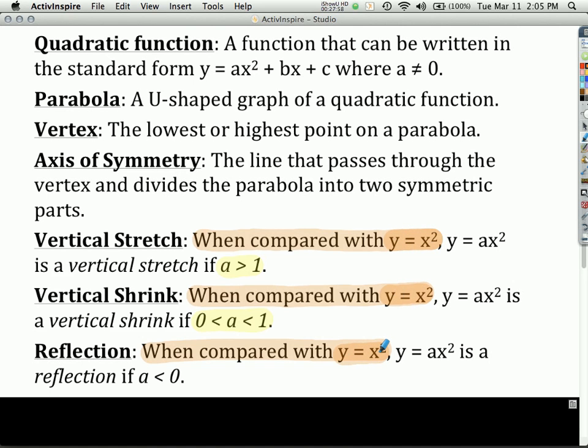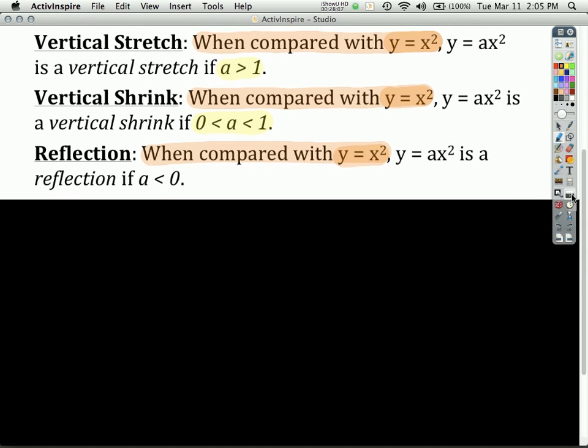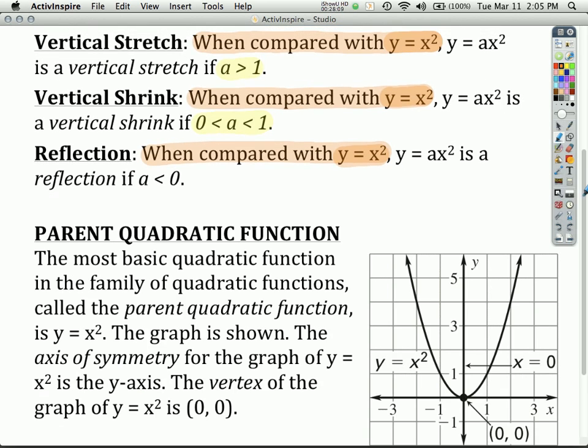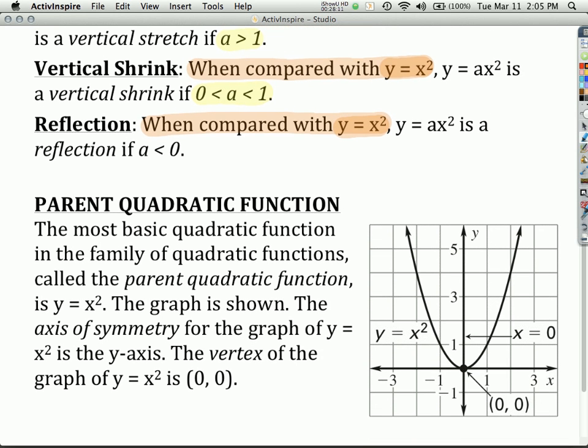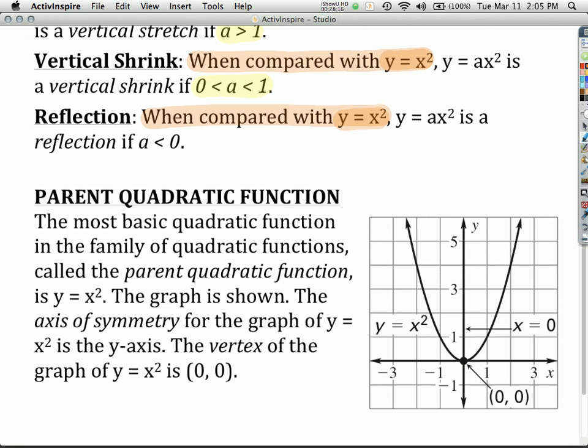This actually has a name. I do not want you to copy the next part. You'll understand why in a moment. This is called the parent quadratic function. It sounds very fancy, but it's actually very simple. I said do not copy this part. You'll understand why in a moment.